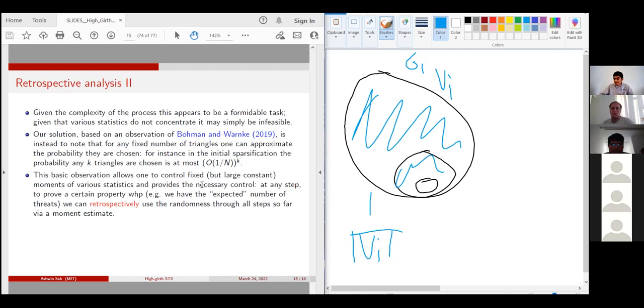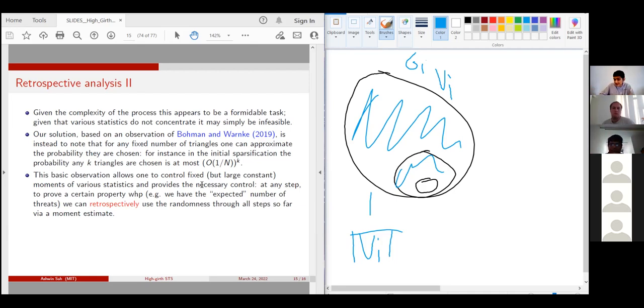Instead, we could bypass all of that by using this idea of retrospective analysis. And so that's why I think this is a very nice idea that could be applied in many other situations where you have some sort of random process broken up into natural stages. Maybe you don't always need to control it from one stage to the next step by step, but maybe there's a sense in which you can control every step on its own, retrospectively.